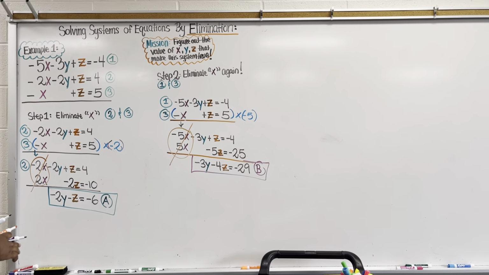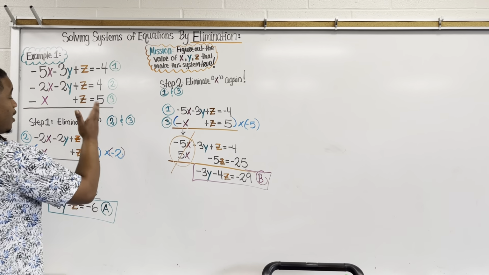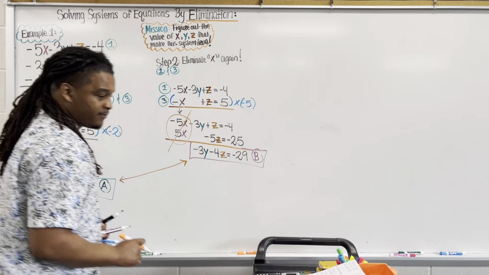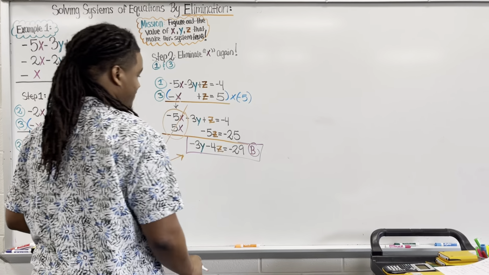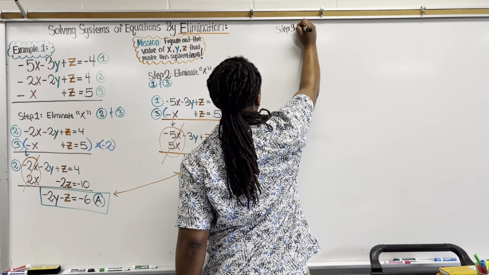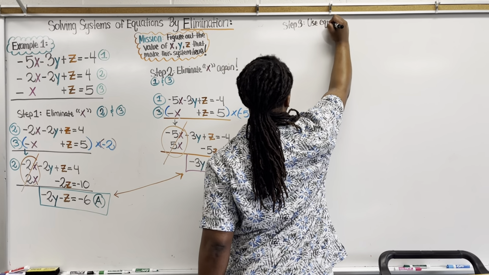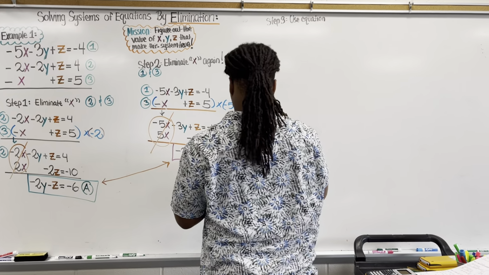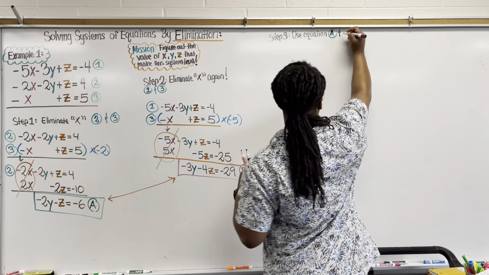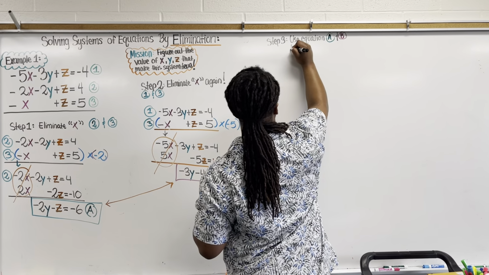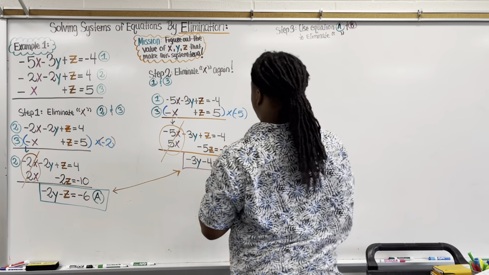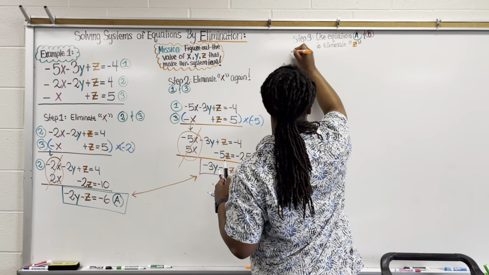Now, we did this because now we only have 2 variables. That's what we want, right? We already eliminated x. We're going to use these 2 new equations to now eliminate either y or z, and looking at my notes, I chose that I want to eliminate z. So step 3: use equations A and B to eliminate z. Or you could have chosen to eliminate y, but in this particular case, I'm going to choose z. So we're going to eliminate z. That is step number 3.